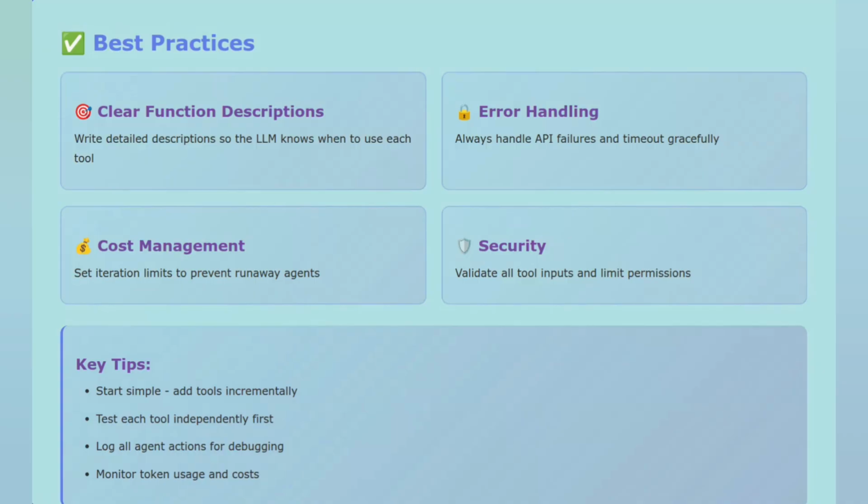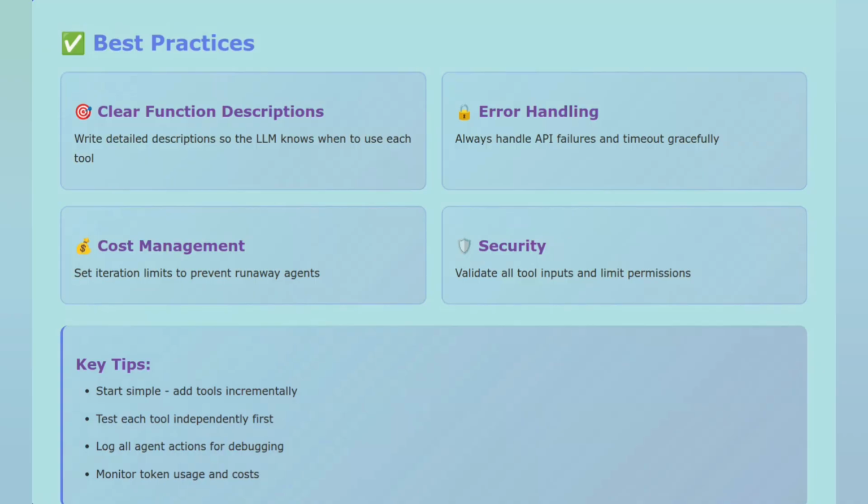Cost management. Set iteration limits like we saw in the code. Without limits, a buggy agent can rack up huge API bills in minutes. Trust me on this one. Security. Validate all tool inputs. Never trust user input blindly. Limit what permissions your agent has. If it's booking flights, make sure it can't also delete your database.